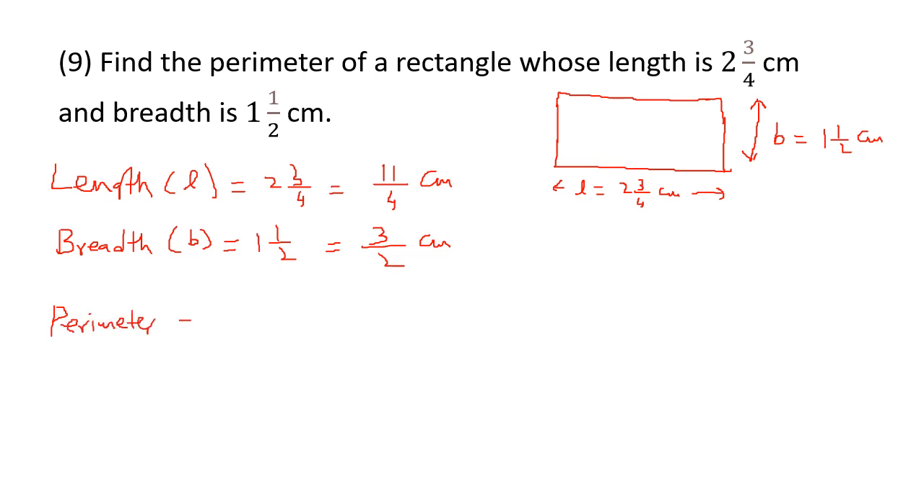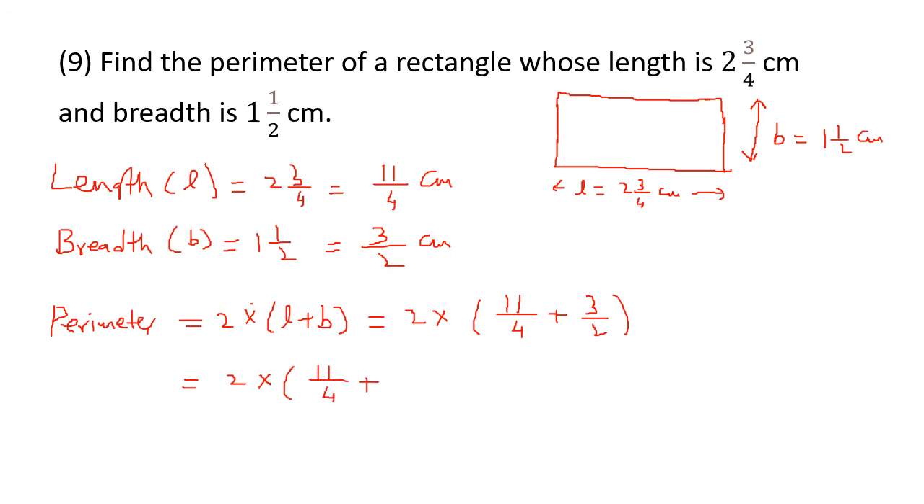The perimeter of a rectangle, you know very well, the formula is 2 multiplied by L plus B, length plus breadth, right? So this will be 2 multiplied by length. Length is 11 by 4 plus 3 by 2. Now the LCM of 4 and 2 is 4. So this becomes 2 multiplied by 11 over 4. Let us not touch it. Let us make the denominator here also 4. So what have I multiplied to this 2 to make it 4? The answer is 2. So the numerator should also be multiplied by 2. So it's 6 by 4.